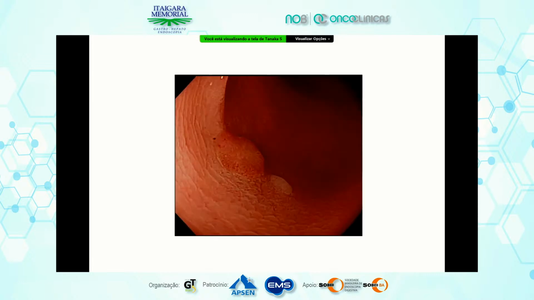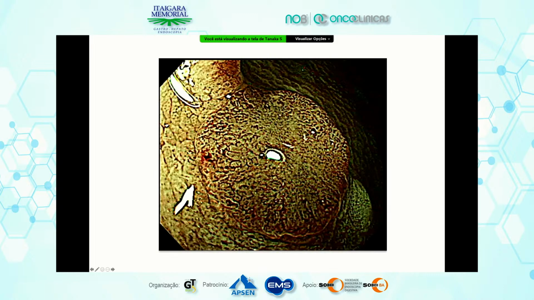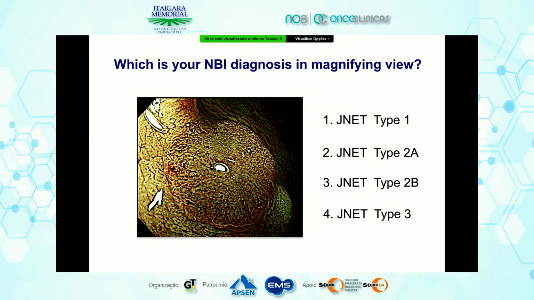Case 1. This is a tiny sessile polypoid lesion. This is hyperplasia. How do you diagnose this lesion? I cannot see the audience answer, but irregular surface pattern. We're going to vote now. Please vote.